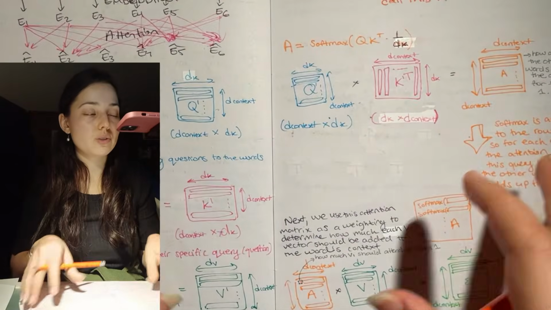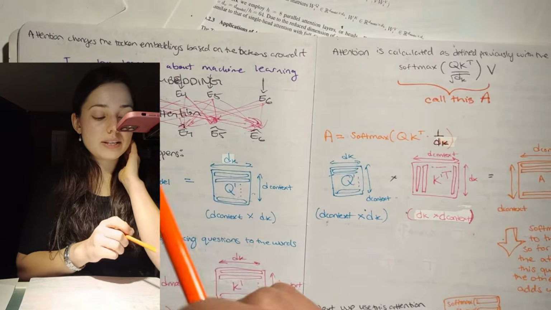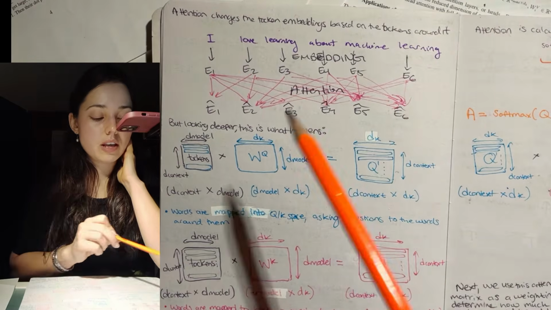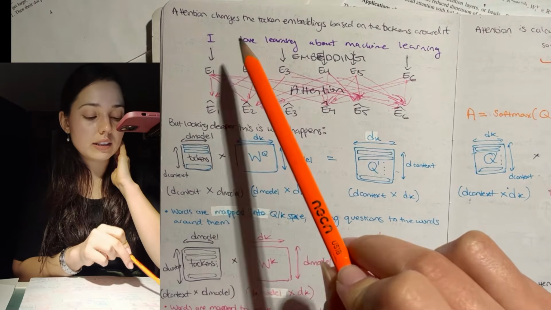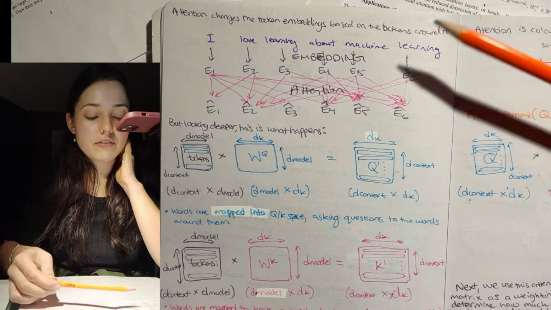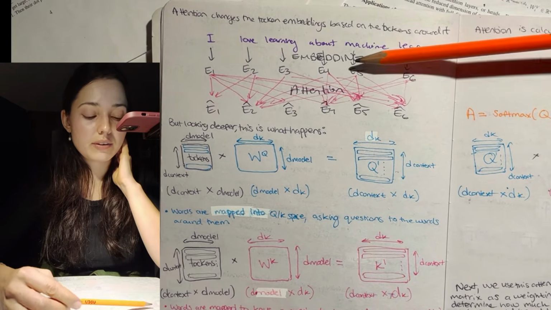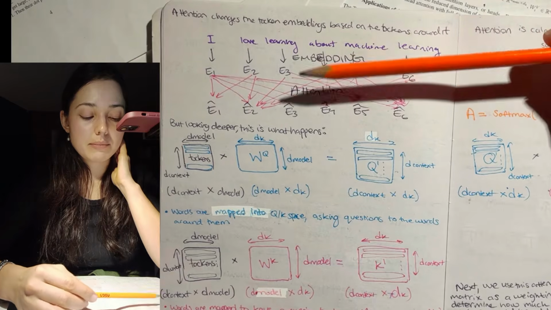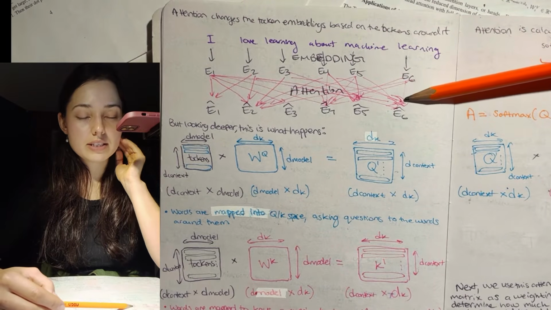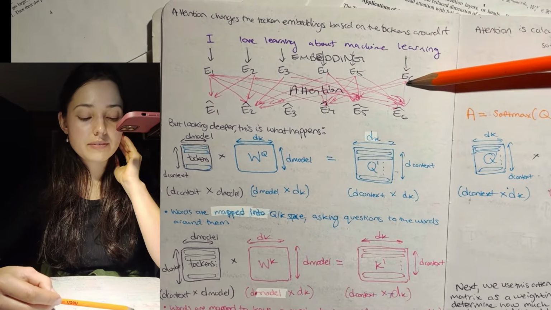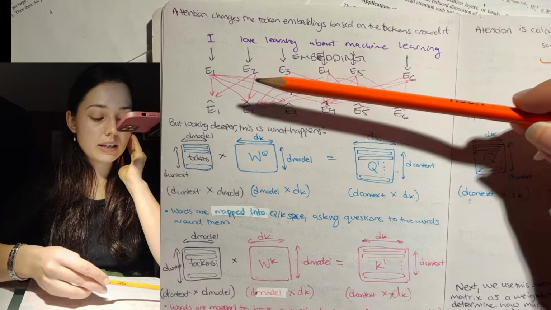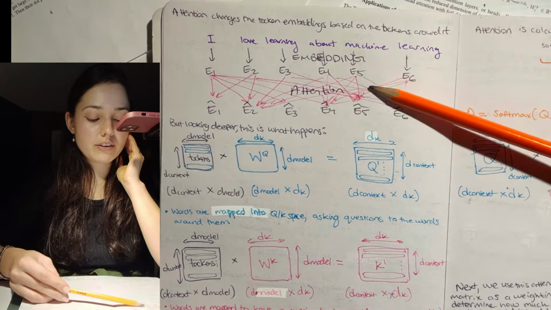So, some more pictorial examples that I made. Attention changes the token embeddings based on the tokens around it. For example, the sentence "I love learning about machine learning" is our input sentence. First, it goes into some kind of embedding matrix, which takes the words and maps them into a higher dimensional space, specifically 512 different dimensions. We're going to represent it by E1, E2, E3, E4, E5, E6.